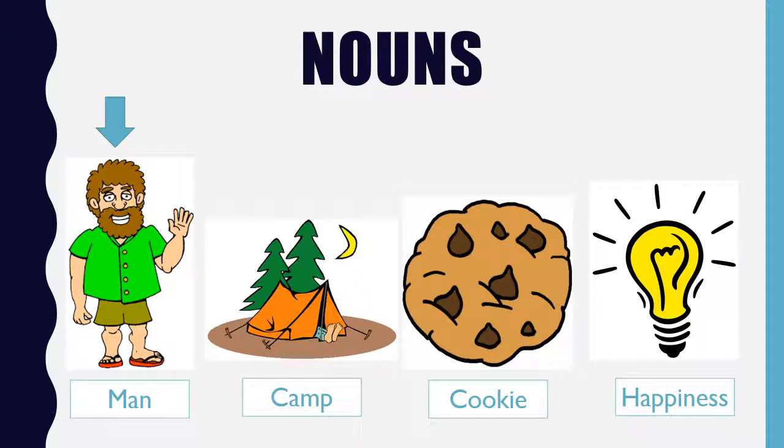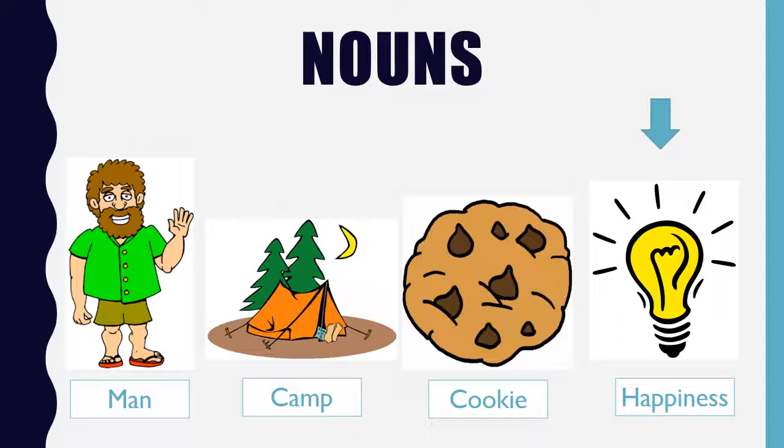The first part of speech is called a noun. A noun is either a person, place, thing, or an idea. Nouns are typically the subject of a sentence.